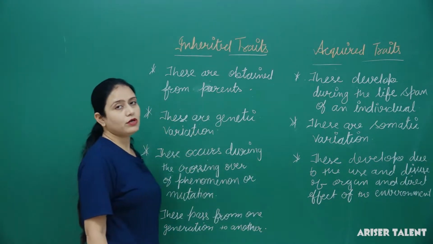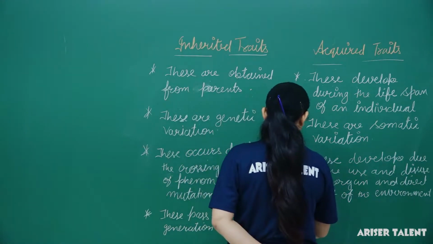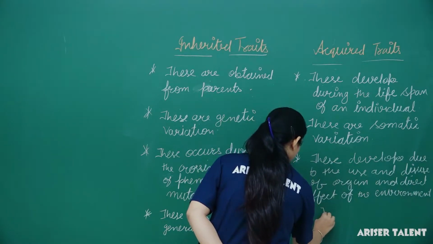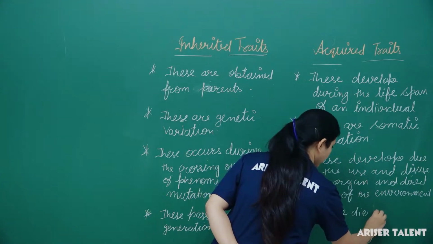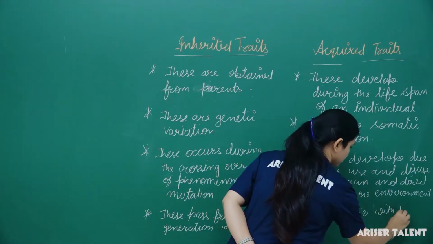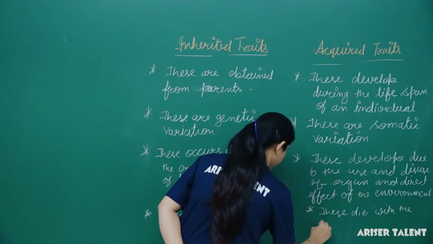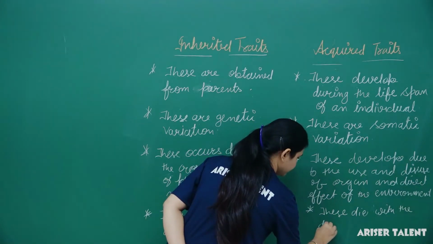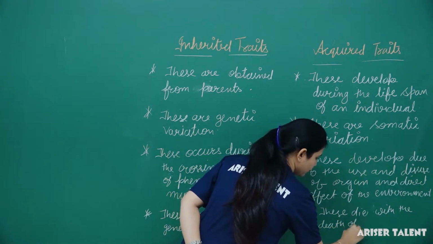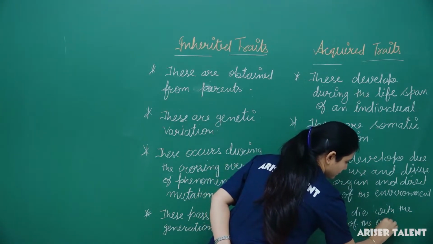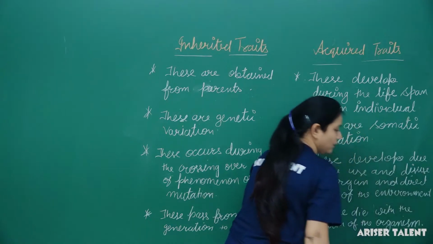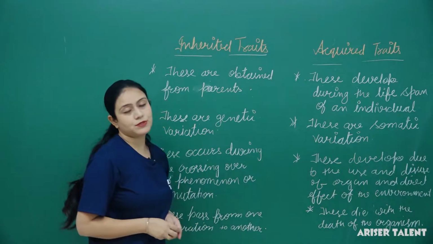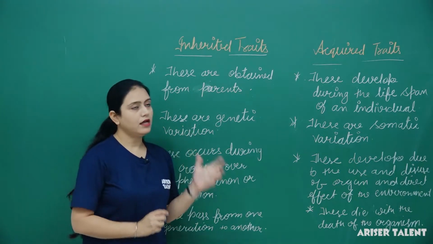Okay, but if we talk about acquired traits, these die with the organism only, with the death of the organism. Okay, so these are the differences between inherited traits and acquired traits.